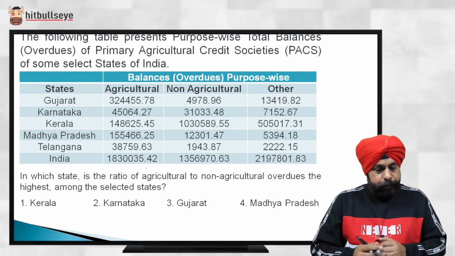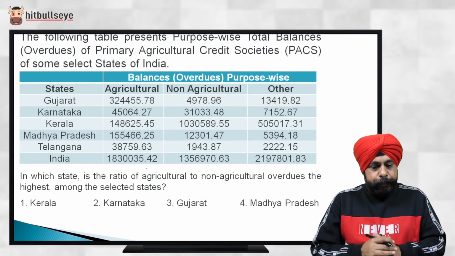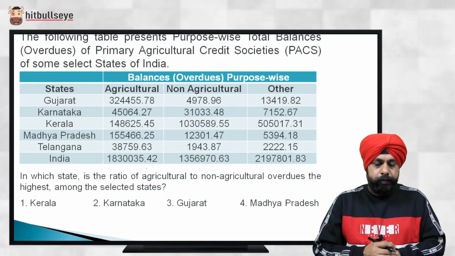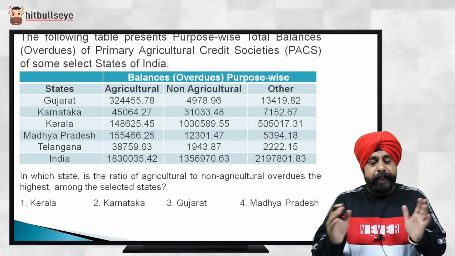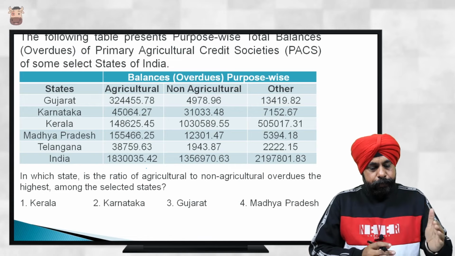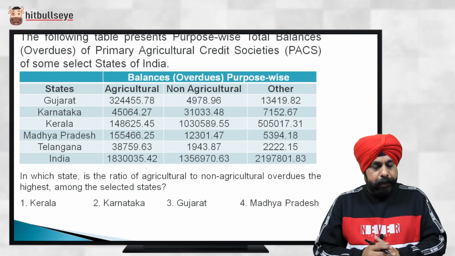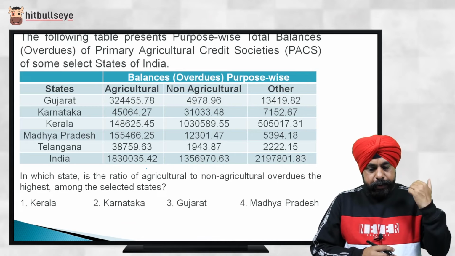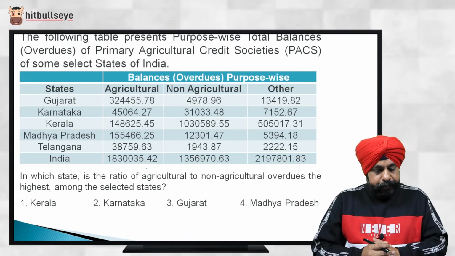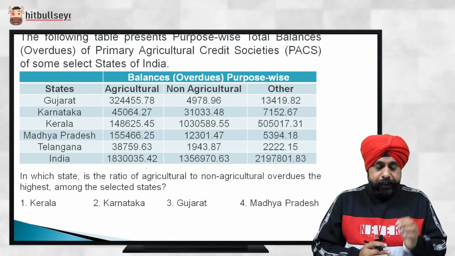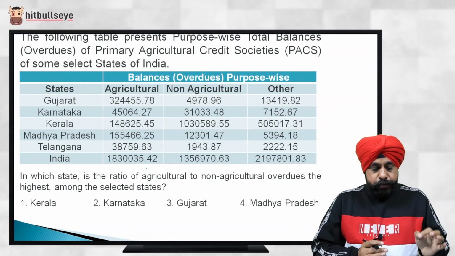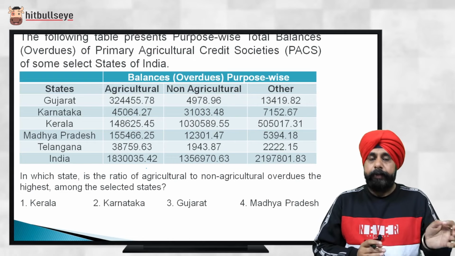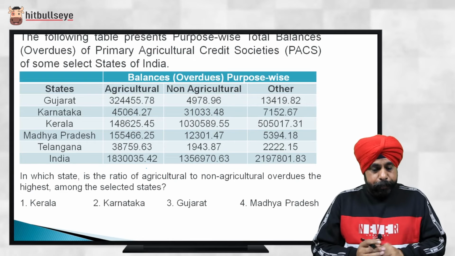People, DI set, we picked 2 questions from there. This represents the total balance overdues of primary agricultural credit societies of some selected states. Six are mentioned: Gujarat, Karnataka, Kerala, Madhya Pradesh, Telangana and India. Agriculture values are given, non-agriculture are given, others are given. In which state is the ratio of agricultural to non-agricultural overdues the highest among the selected states? We have to take the ratio. So, let us take it approximately.